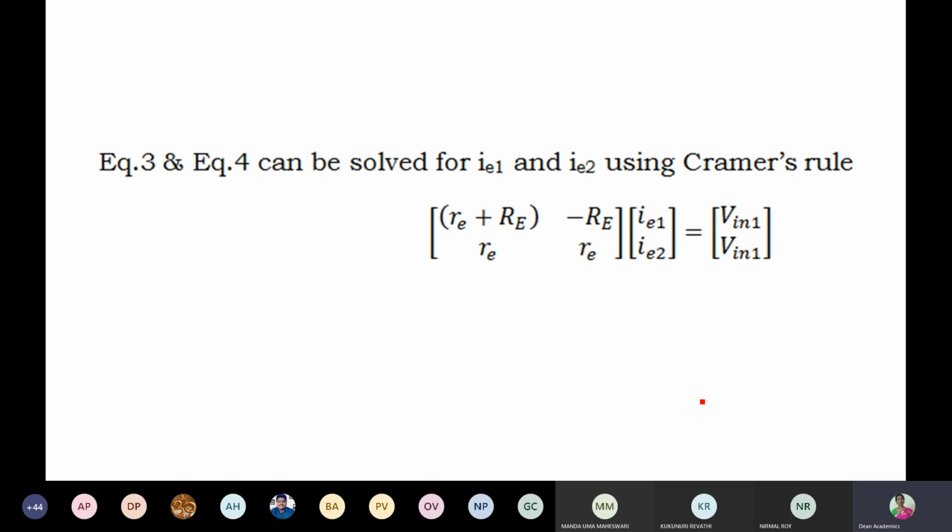This is the matrix. After this, what we have to do? Tell me, any one of you? IE1 equal to delta 1 by delta. Exactly. Very good.